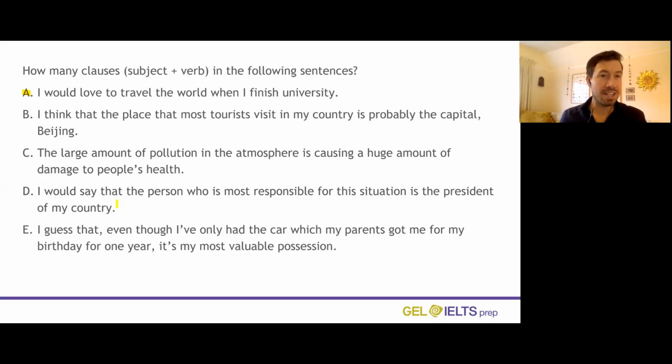Okay, well, let's look together. So we've got I is the subject, would love to travel is the verb, and then we've got I as another subject, finish is another verb, and it's connected by the linking word when. There's two clauses in there. So the correct answer for that is 2. Now I want you to look at questions 2 to 5 and try to do the same for these 4 sentences. And I'll just give you some time to try that.